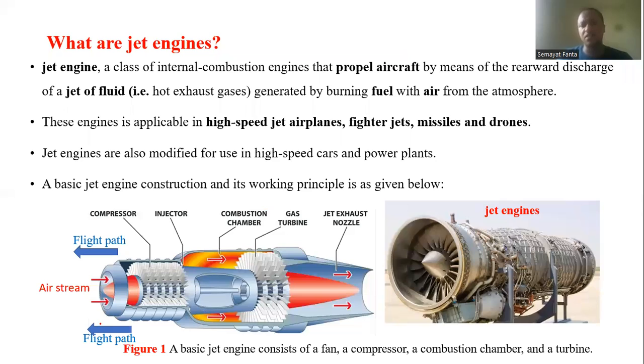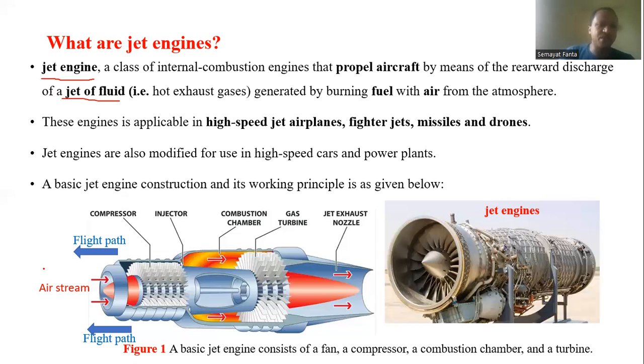So this is one of the jet engine types. Please look at the jet engine. Maybe most of you are familiar with it, I don't know. Jet engines are a class of internal combustion engines that propel aircraft by means of rearward discharge of jet fluid. The hot exhaust gas comes out through the exhaust, and how does it come?